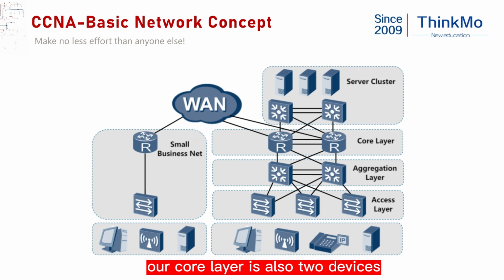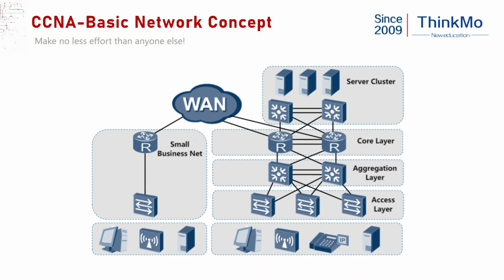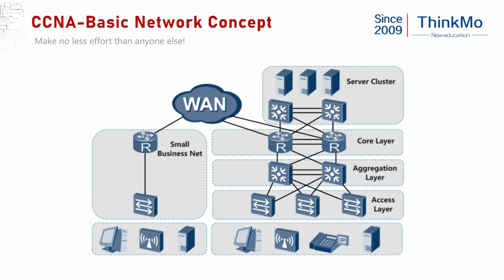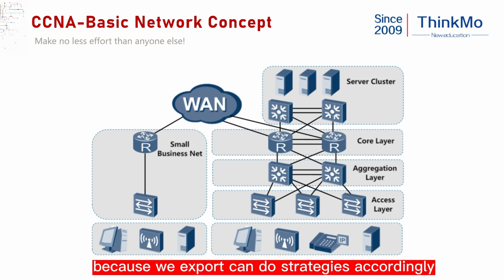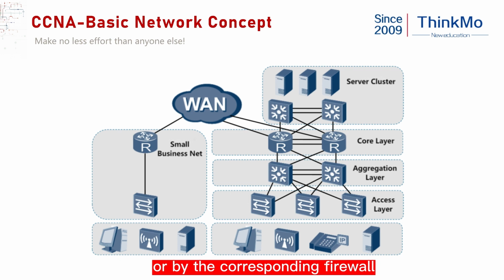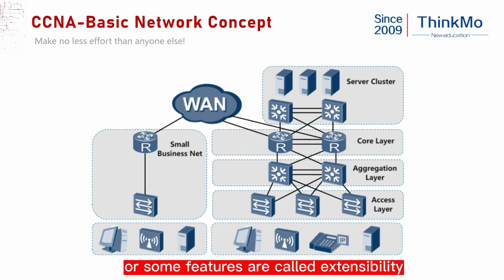Our core layer is also two devices. If your device hangs up, my traffic can still go this way and then go out. Can you understand? So it is equivalent to each layer we will have more options. We call it high availability. And it is very safe, because at the export we can do strategies accordingly, or by the corresponding firewall. And we are more scalable. These are some of its mechanisms or features, called extensibility.